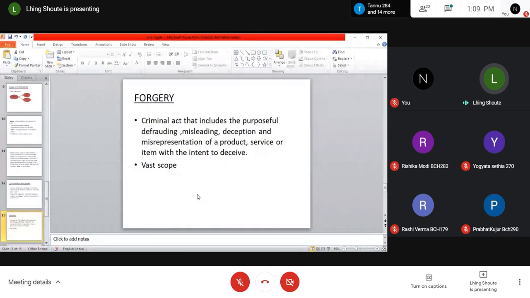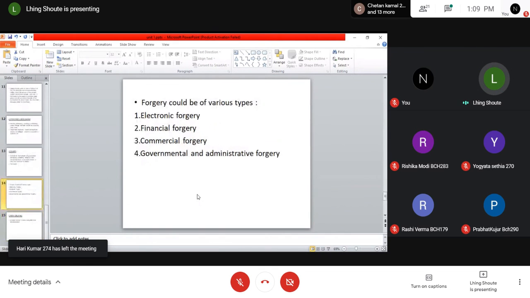It is a criminal act with the intention to mislead, deceive, and misrepresent the product, service, or item. There are different types of forgery: electronic forgery, financial forgery, commercial forgery, and also governmental administrative forgery. We also study cyber stalking. Stalking is a crime where the attacker harasses a victim using electronic communication. We'll also do online gambling, online sale of illegal articles, cyber fraud, online investment fraud, etc.